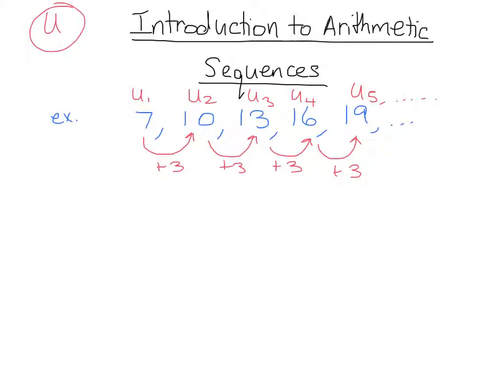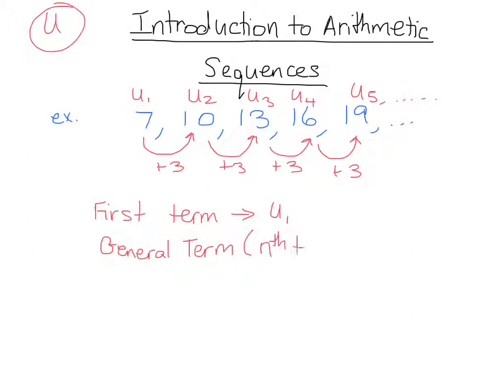The first term is, as we just saw, called U1, for term 1, first term. The nth term, so any term, which is also known as the general term, is U sub n, which means n could be any number. It could be 5, it could be 5 million, it could be 500,000, doesn't matter. n is any term.